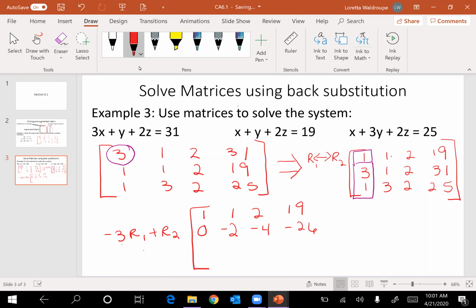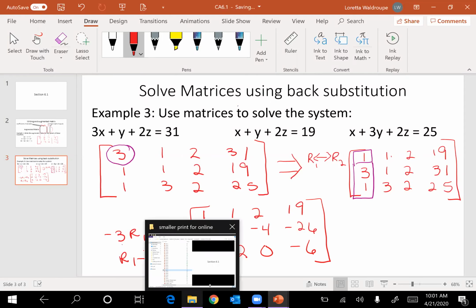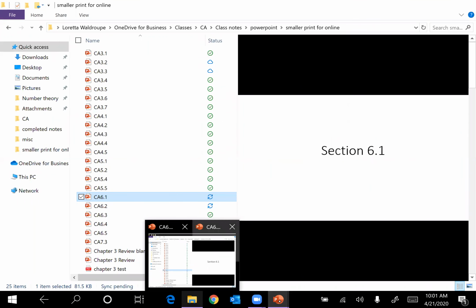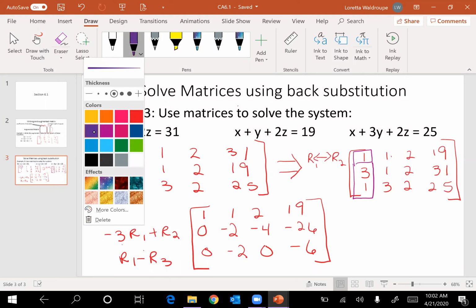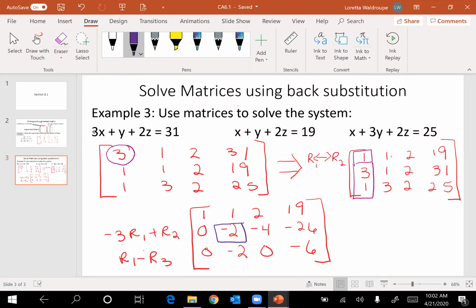And then since row 1 and row 3 have the same first number, I'm just subtracting. So 1 minus 1, 0. 1 minus 3. 2 minus 2, and 19 minus 25. Now I've got the first column completed, so now I'm going to the second column, and now I want to make this number a 1.